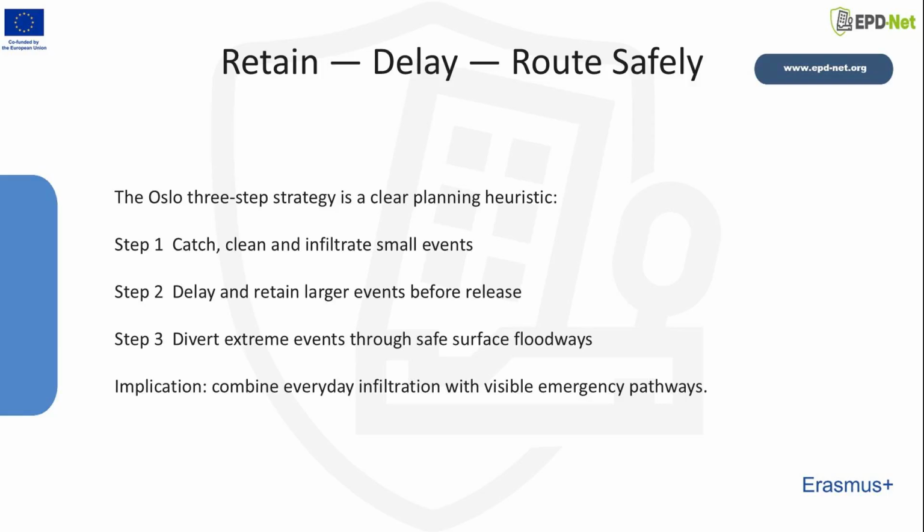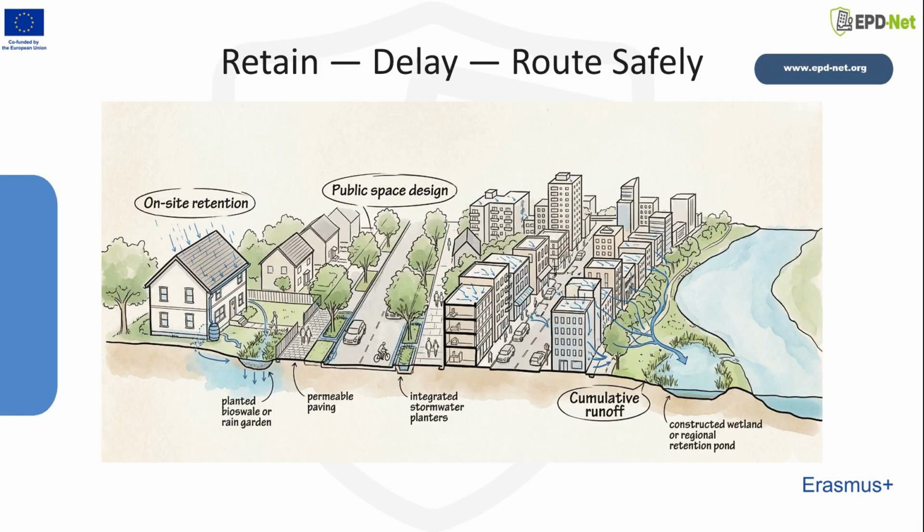Routine storms should be managed locally through everyday infiltration and small-scale retention. Larger events require temporary storage and controlled release. Extreme events, however, must also be acknowledged openly, and cities need visible, safe overflow pathways to manage them.